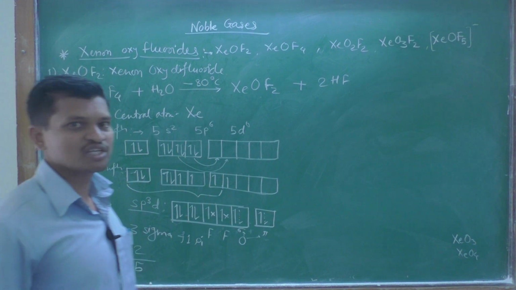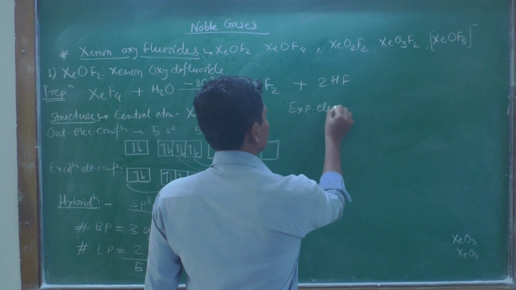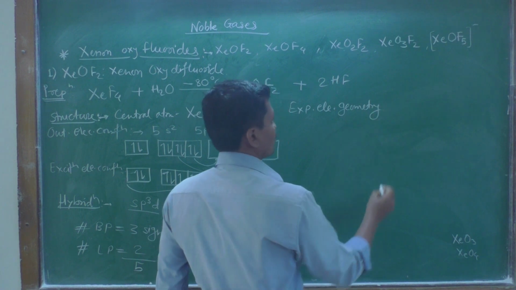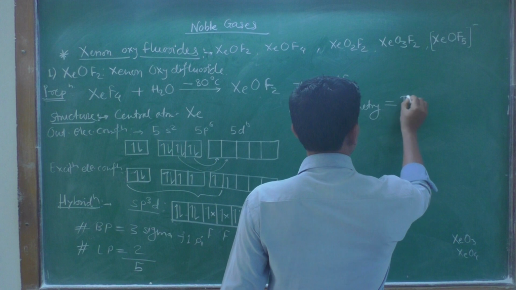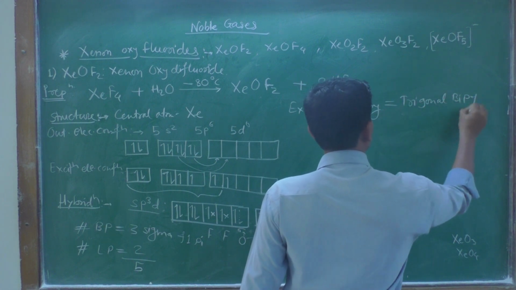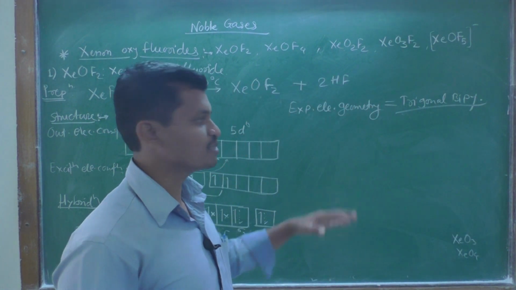So sigma bonds and the 2 lone pairs, the steric number will be 5. And as the steric number is 5, the expected electronic geometry of the molecule XeOF2 will be trigonal bipyramidal. This is the expected electronic geometry as per the VSEPR theory.